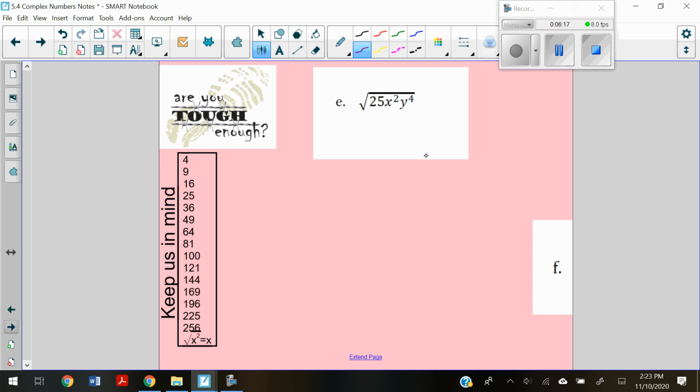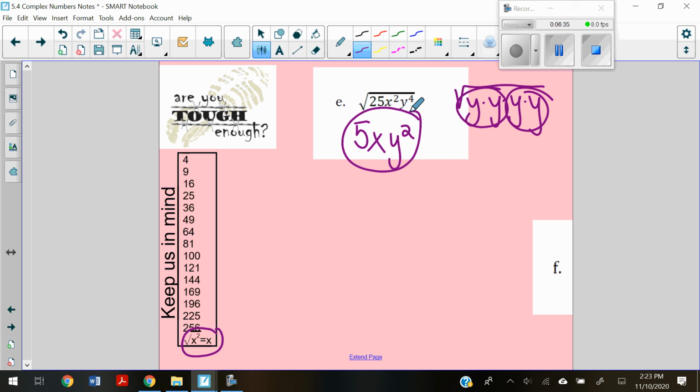25 is a perfect square root, and we get 5. X squared we just talked about, and we can see down here is x. So y to the 4th, really we're thinking about 4 y's underneath that radical. And if you think back to how many pairs do I have? Well, I have y squared.